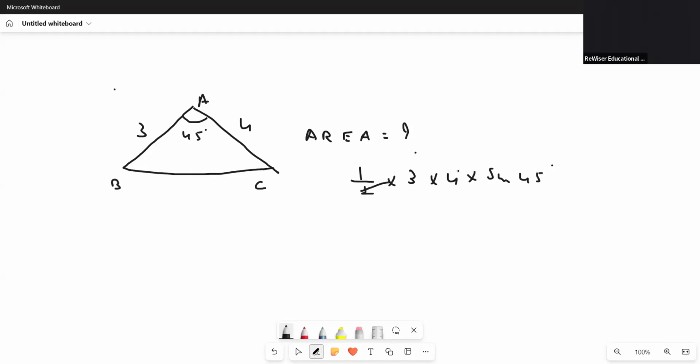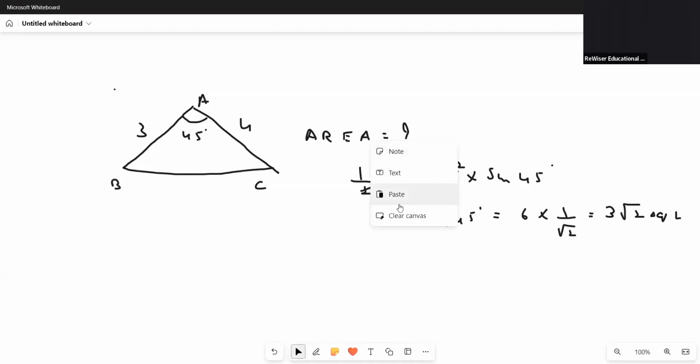So I can cancel this out, and it becomes 6 into sine of 45 degrees. And we know from standard angles that that's equal to 1 by root 2. So we can write the area as 3 root 2 square units, right? So that's how we work out the area of any triangle.